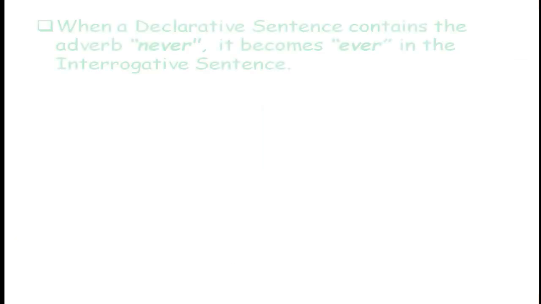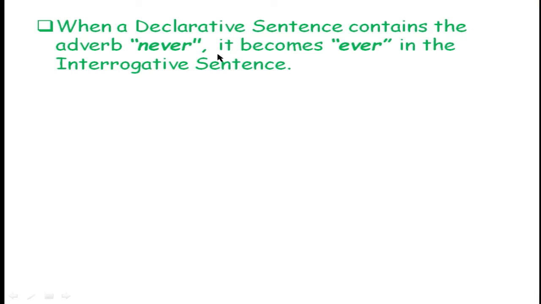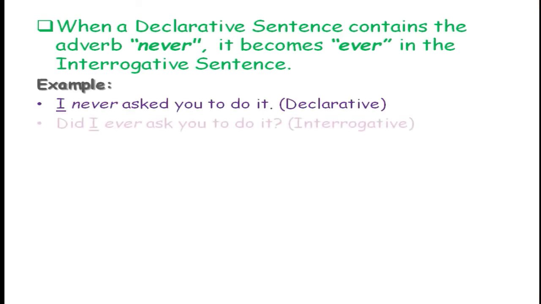Now let's look at the next slide. When a declarative sentence contains the adverb never, it becomes ever in the interrogative sentence. Let's look at an example. I never asked you to do it. Now, where is my verb? Asked. Since asked is in past tense, my interrogative sentence will start with did, because I don't have any helping verb here. And as it is said, never will become what? Ever. Correct. So my answer will be, did I ever ask you to do it?